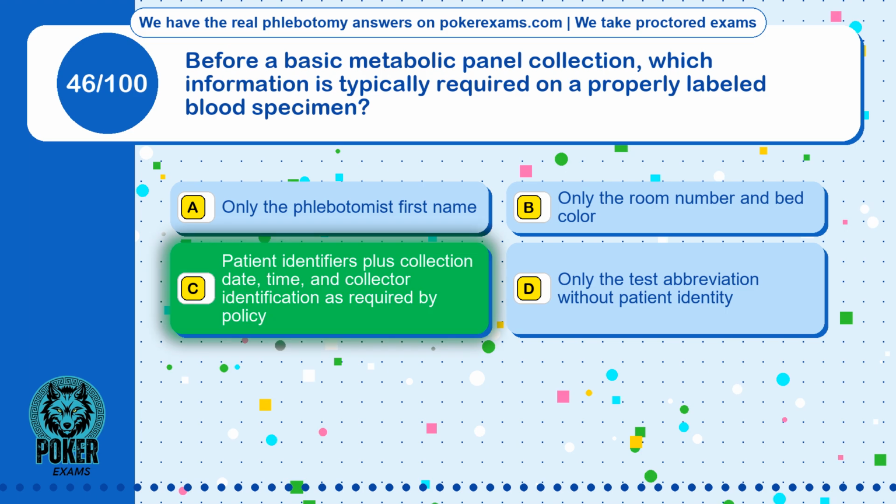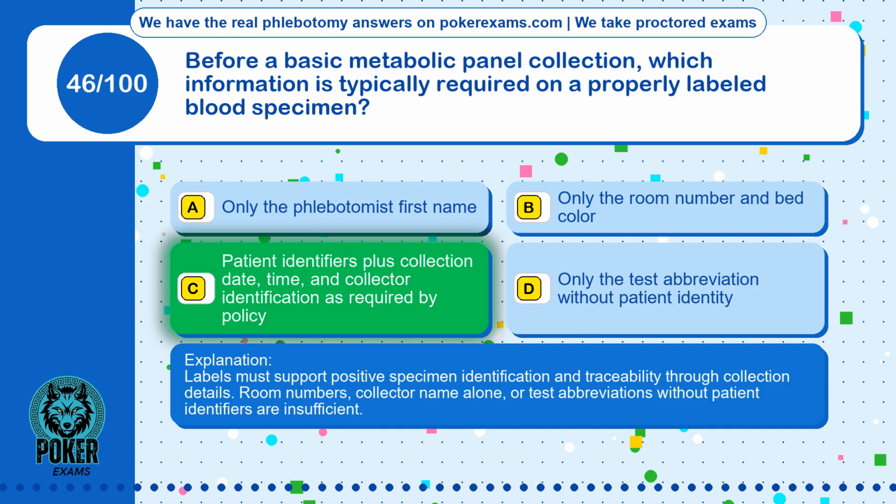The correct answer is option C. Patient identifiers plus collection date, time, and collector identification as required by policy. Labels must support positive specimen identification and traceability through collection details. Room numbers, collector name alone, or test abbreviations without patient identifiers are insufficient.